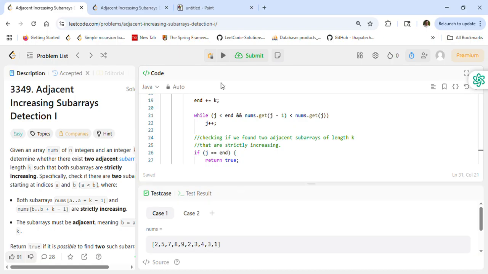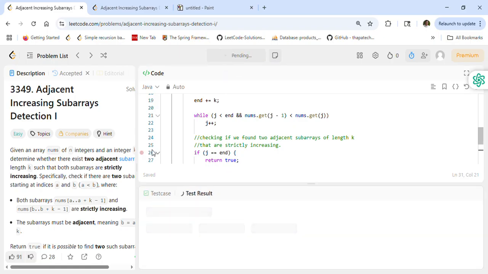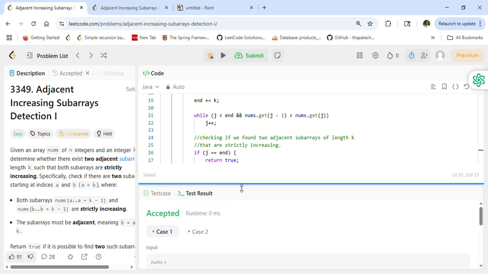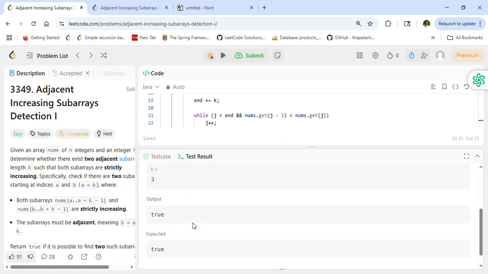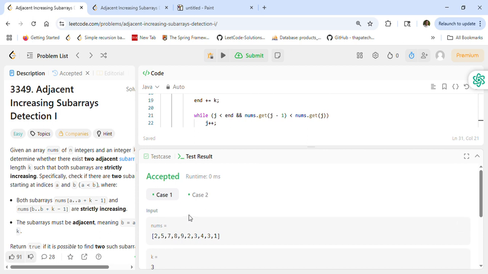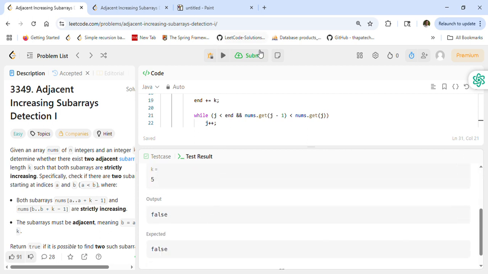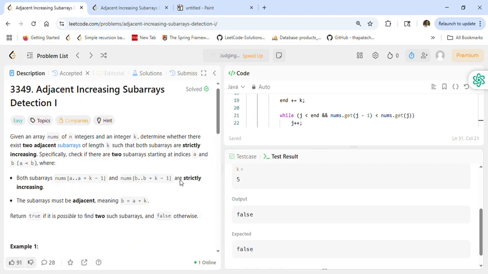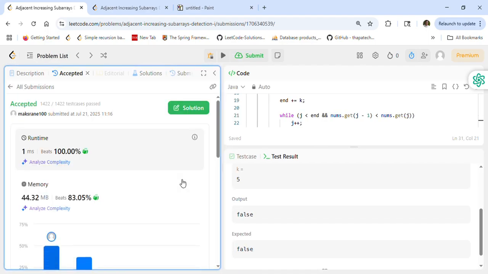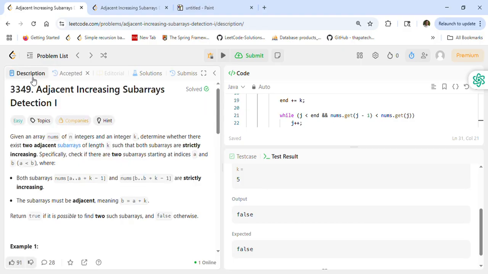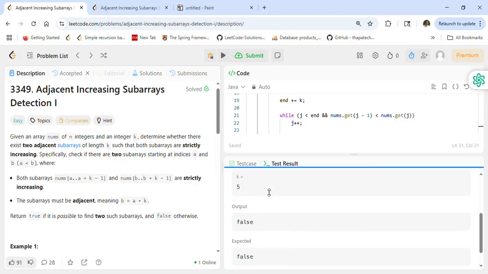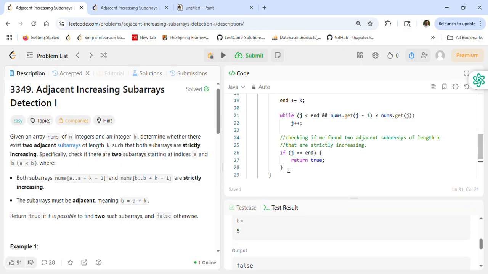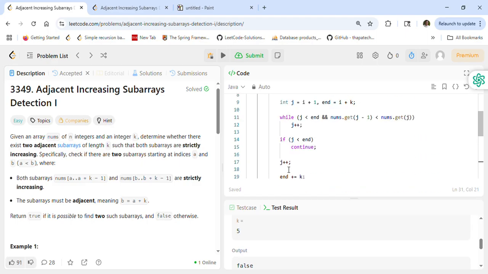So we will now run this code and make sure the code gives us correct answers. And our code is working correctly with the test cases. As you can see, we are getting correct answers. For first one true and for second one false. Submit this code to the Leetcode to make sure this is getting accepted. And the code got accepted on 100% on the Leetcode, which is pretty good. So it's Leetcode 3349 adjacent increasing subarrays detection 1.